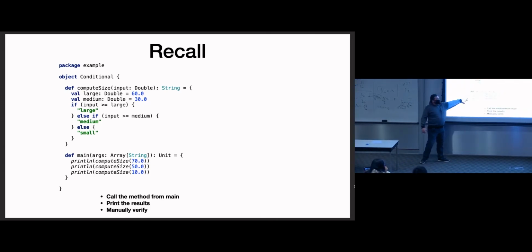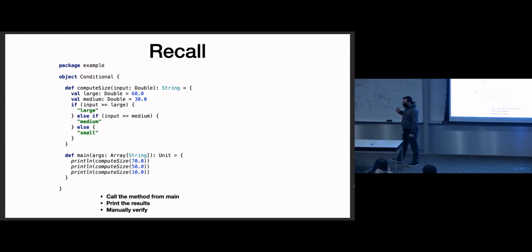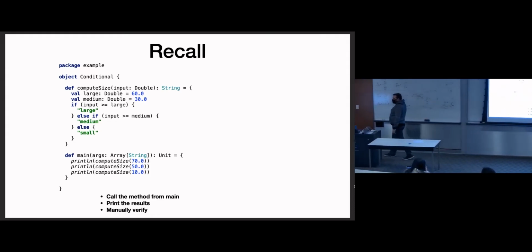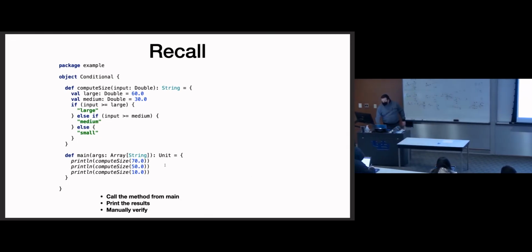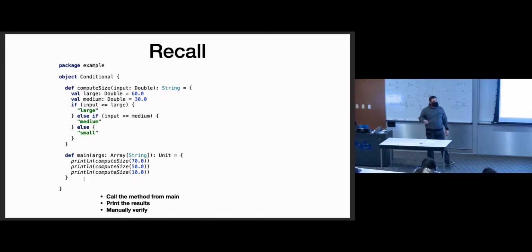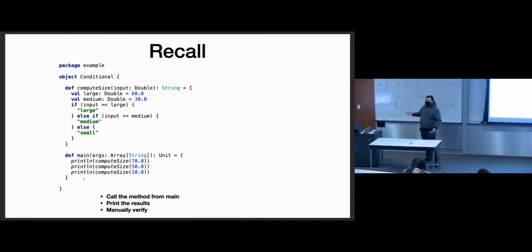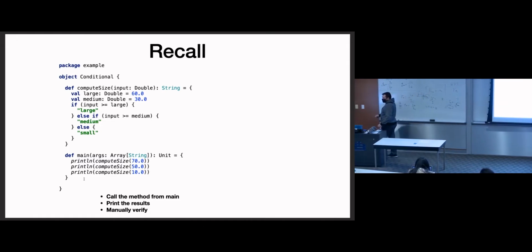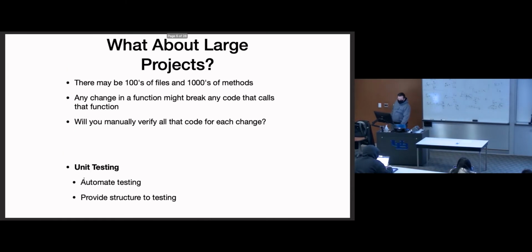This is what we did on Wednesday. I wrote a main method to test the method that I wrote, call the method a few times, print the results, and then manually check. Did this main method print out the right stuff? And if it does, then you're good, you're happy. If it doesn't, you're sad. This is fine for that method that I just showed you.